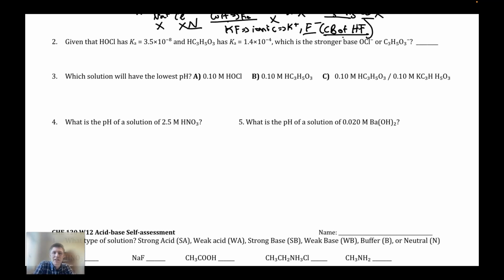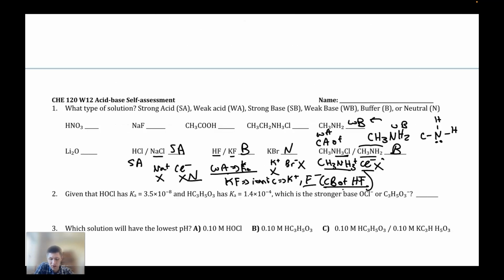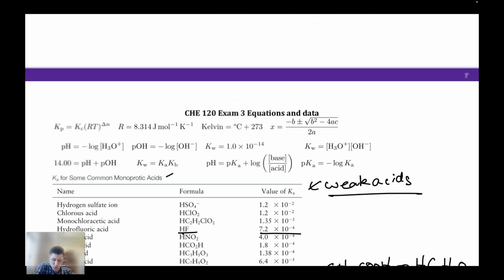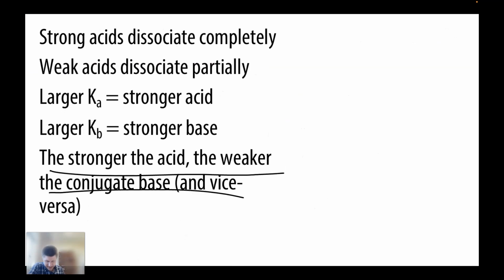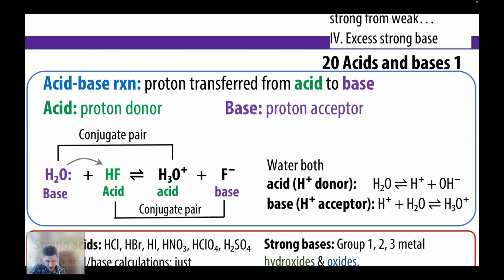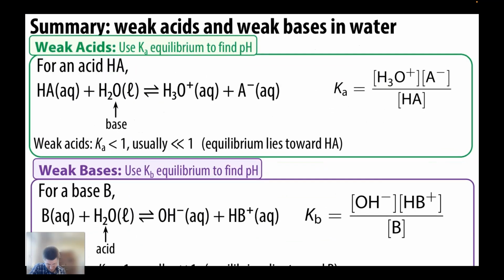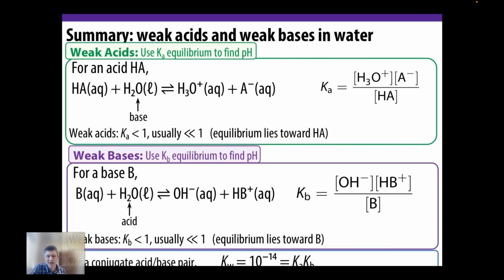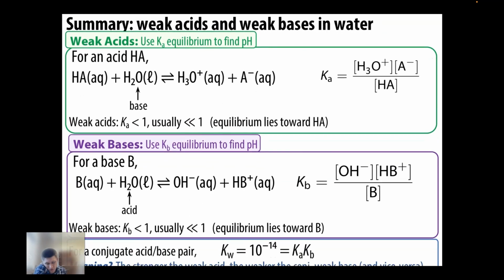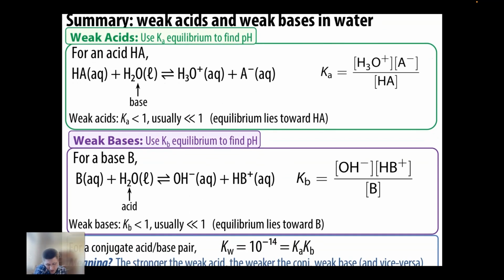So in this case, we need to remember that relationship between acid and base strength. The stronger the acid, the weaker the conjugate base. That's something to sort of memorize. It's also on our weak acid, weak base sheet here. For a weak acid to find pH, we use the Ka equilibrium. For a weak base, we use the Kb equilibrium.